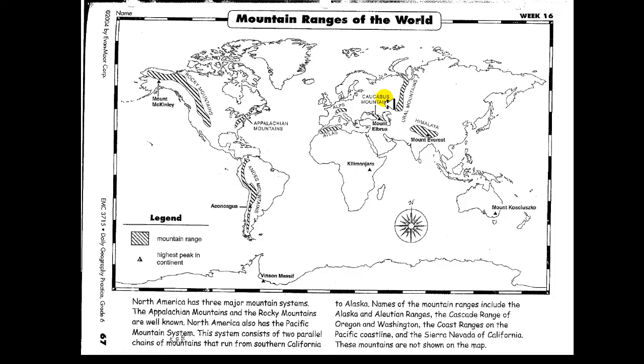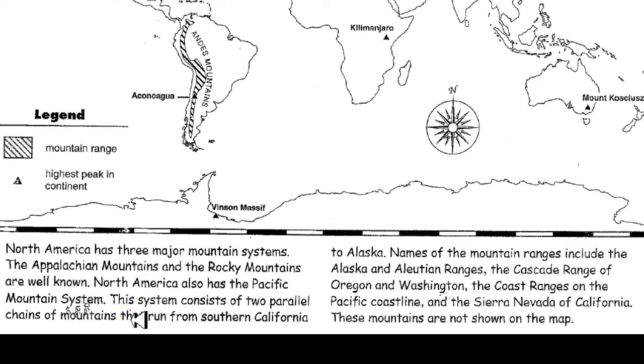Thursday, number 1, North America has the Appalachians and the Rocky Mountains. It also has the Pacific Mountain System. Name at least 3 ranges in this system. The Pacific Mountain System. This system, if you look down here, our answer is actually going to come from down here. This system consists of the 2 parallel mountain chains that run from southern California to Alaska.